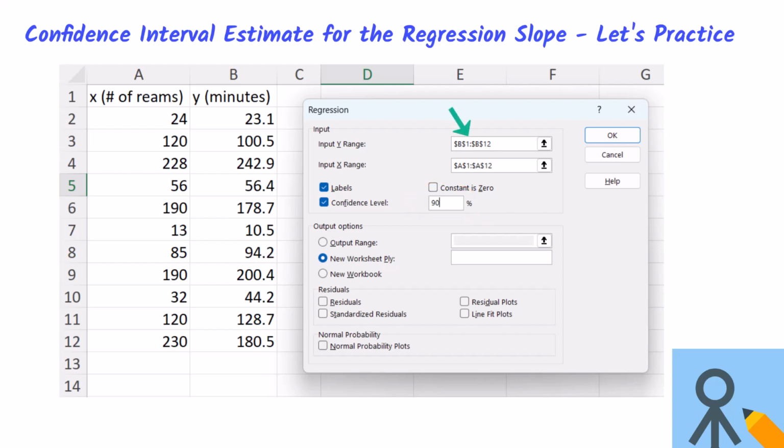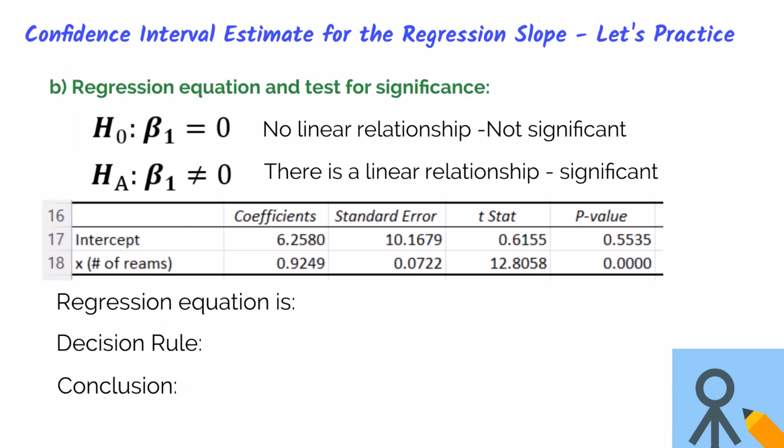Also, it is important to make sure you include row 1 in your range for the x and y variables and check that labels box so you get the variable names for the coefficients. Okay, now that we have the regression output, let's continue for part B to identify the regression equation and test for significance of the slope estimate.